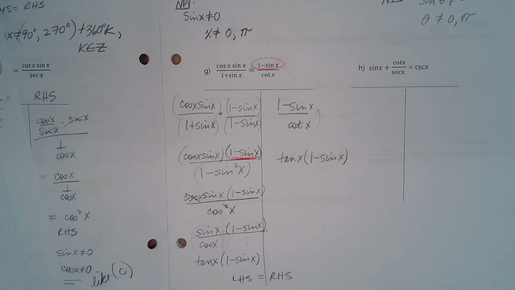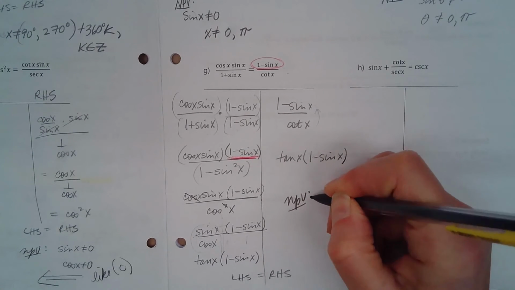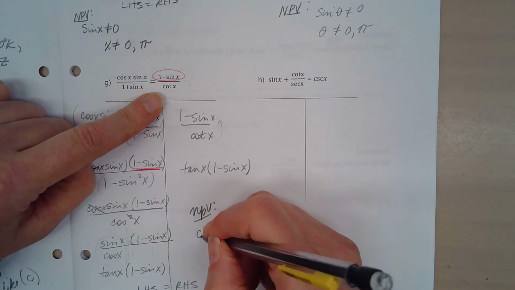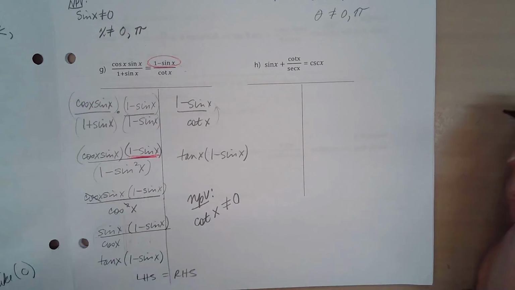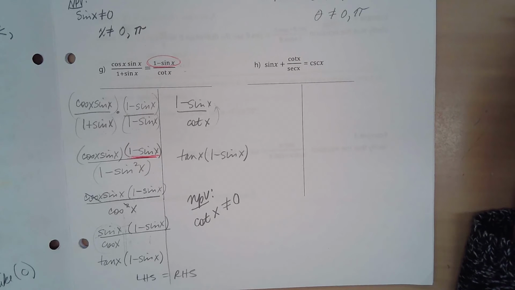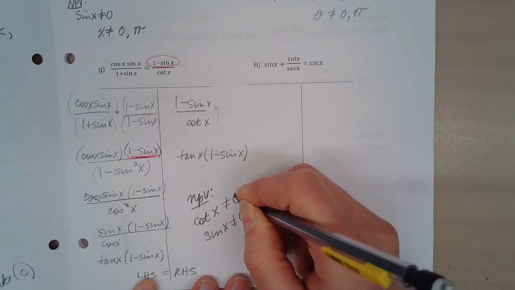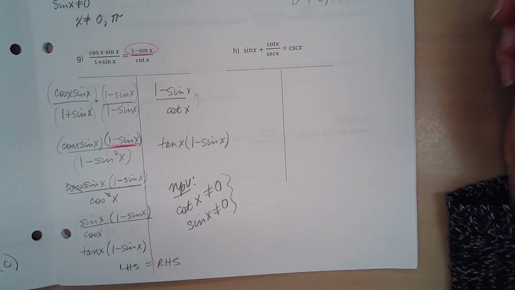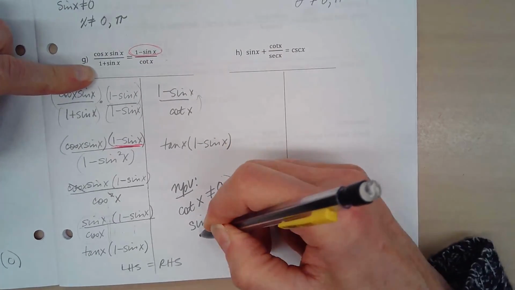No? Okay, what would the non-permissibles be here? Non-permissible values? Okay, what do we have? We have a cotan. So cotan can't equal 0, right? Well, when does that happen? Cotan is cos over sine, right? So sine can't equal 0, right? These are the same. What else do we have to worry about? Cos is okay, sine is okay. Cotan I've got here, it's just where sine equals 0.